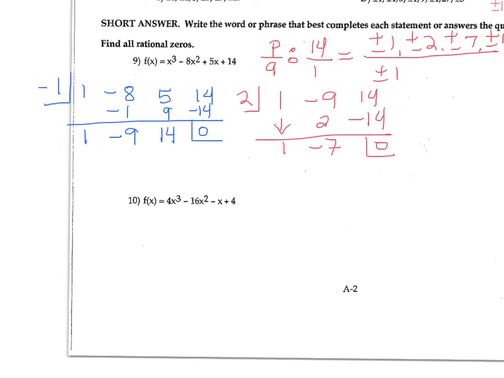Because, as you can see, this is x to the 3rd power, this is x to the second power, so this is just x. So one solution, x equals -1, x equals 2, and the last solution is when you put x minus 7 equals 0, you solve for x, and x is equal to 7. And there's your third zero. And then number 10, you do basically the same thing.